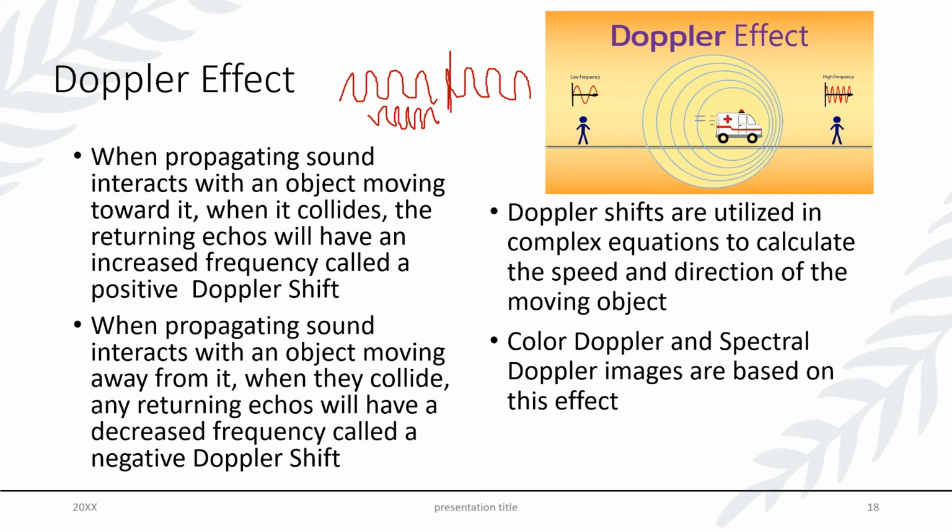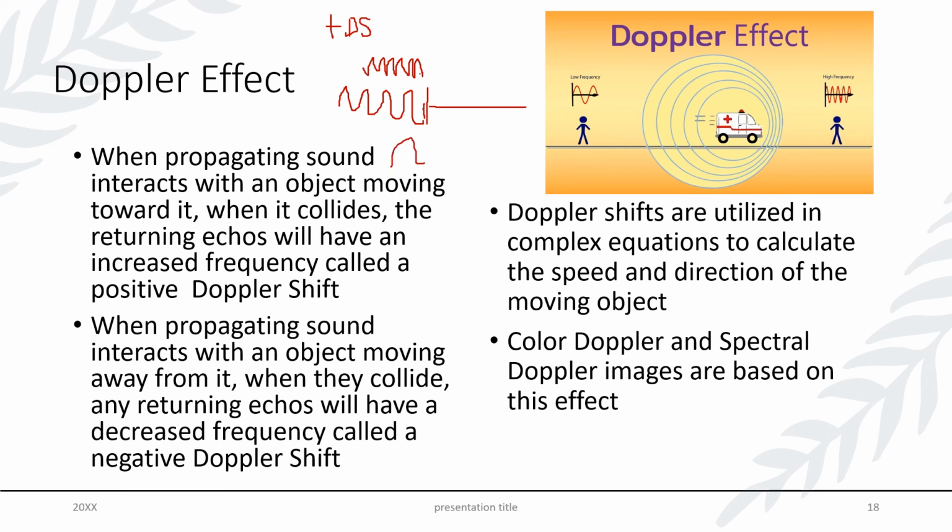So maybe to say that just a little bit clearer, or to demonstrate it a little bit clearer, if we have a sound wave coming and it encounters something that's coming straight at it, and they have a collision, it is going to create an echo, but that echo will have a higher frequency than, or more cycles per second than the initial sound wave. We call that a positive Doppler shift.